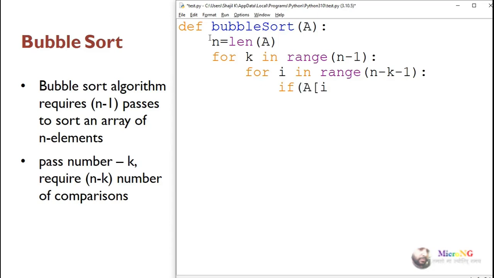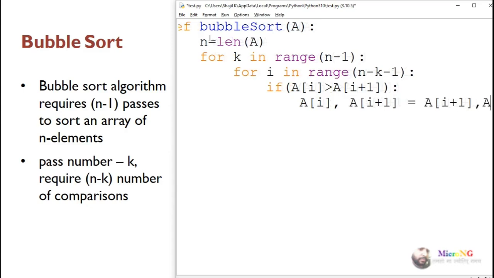We compare two adjacent values, a of i and a of i plus 1. That means if the first place value is bigger than the second place value, we need to swap them. So we assign the value of a[i+1] to a[i] and the value of a[i] to a[i+1], so that they get swapped.